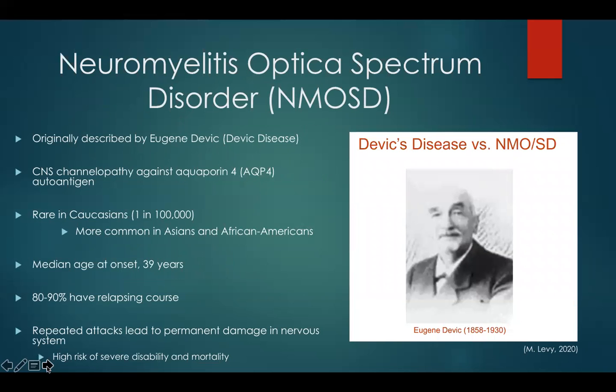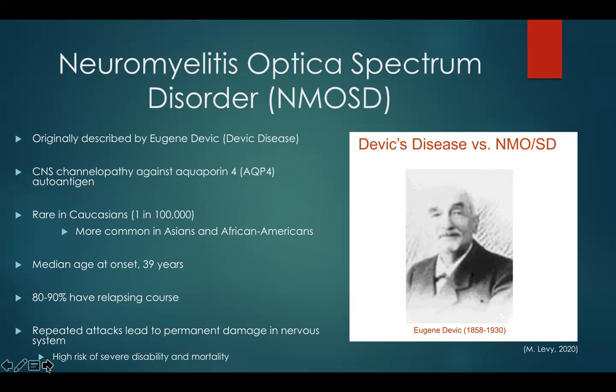So we know that NMO was previously known as Devic disease, and it was described in the late 1800s by Eugene Devic. It was described after he saw on autopsy someone with both optic neuritis and transverse myelitis. Eventually it was revised to NMOSD to highlight the clinical features of optic neuritis and transverse myelitis. It is a channelopathy, an autoantibody against aquaporin 4.